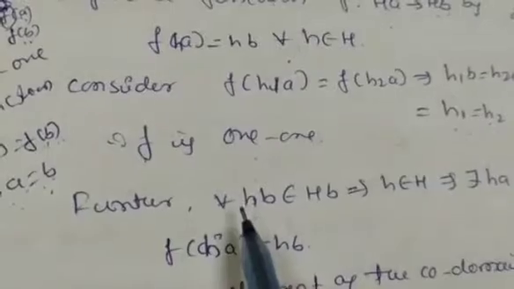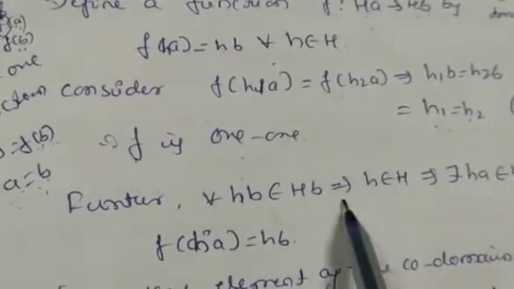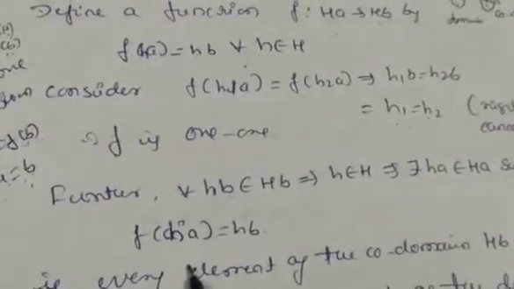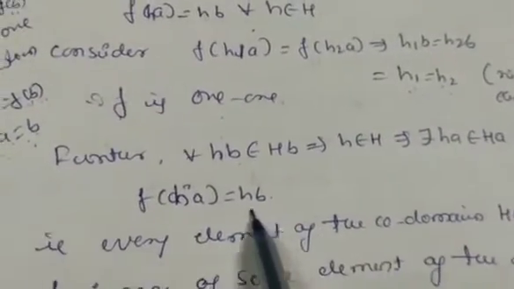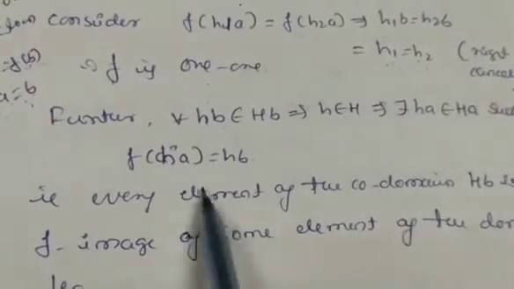Further, for all hb belongs to Hb, this implies h belongs to H. Again by this, the h's get cancelled. This implies there exists ha belongs to Ha such that f of ha is equal to hb. That is, every element of the codomain has a preimage. So here this is the codomain.